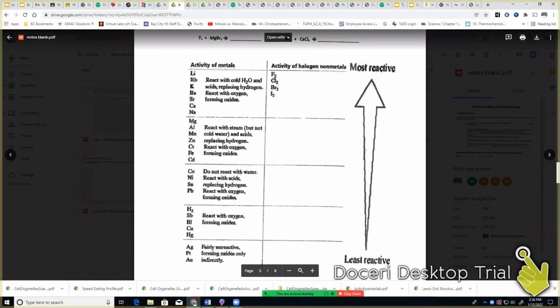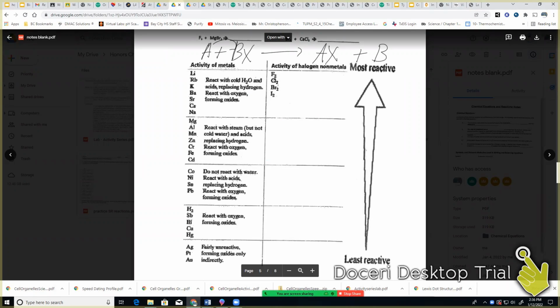So for a single replacement, we have an element plus a compound, and that single element is trying to kick a similar compound out. And if it is successful, then we will have a new compound and a different element will be all by itself.